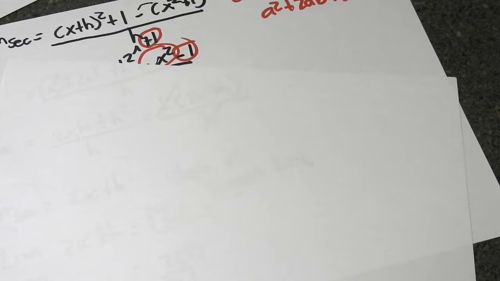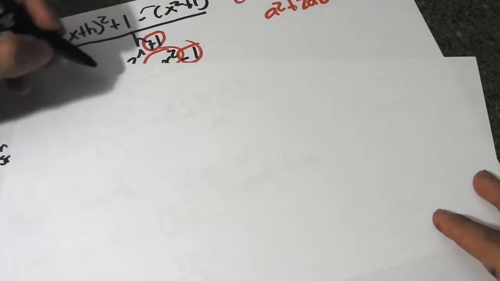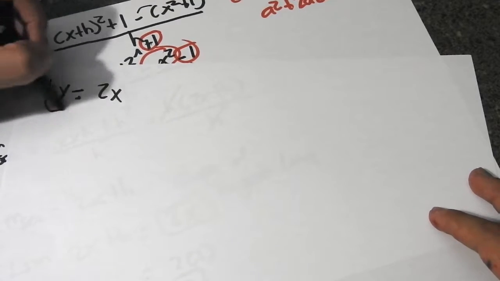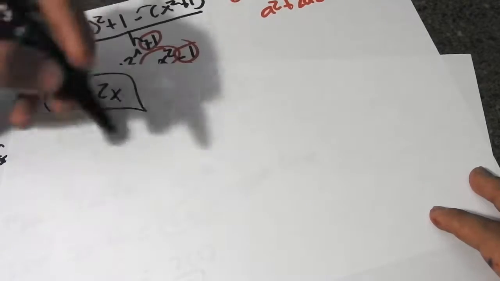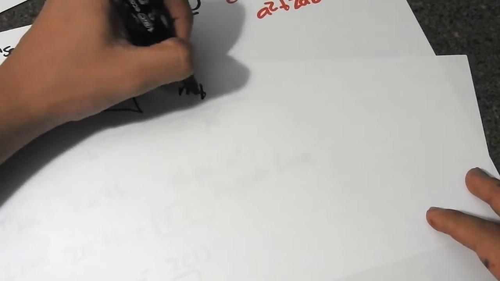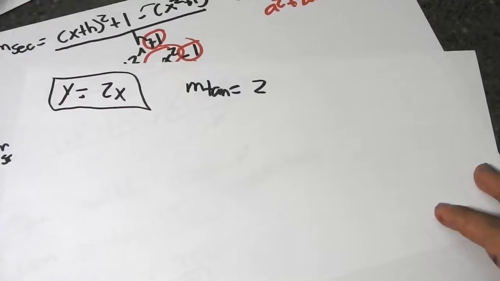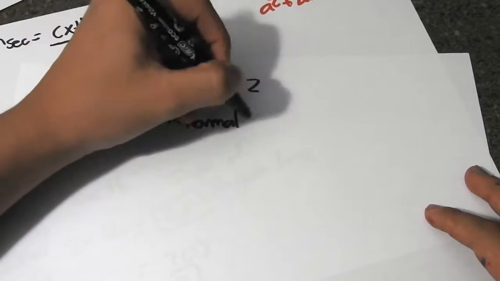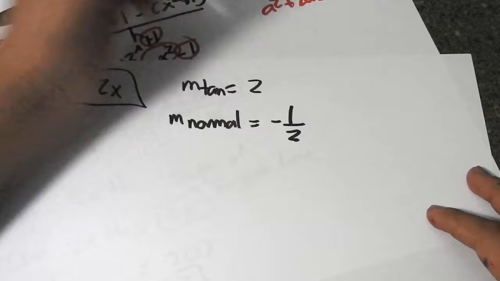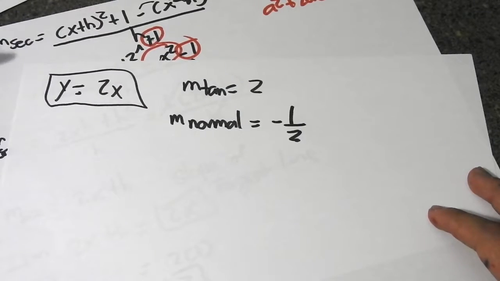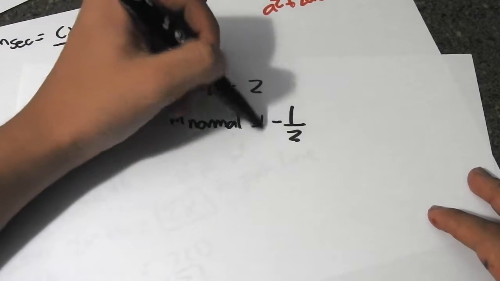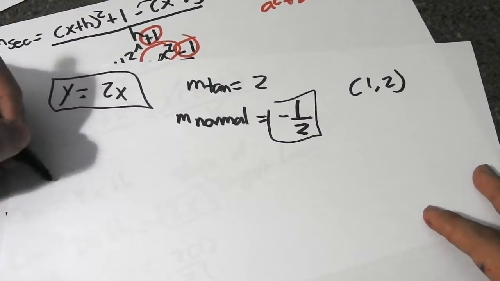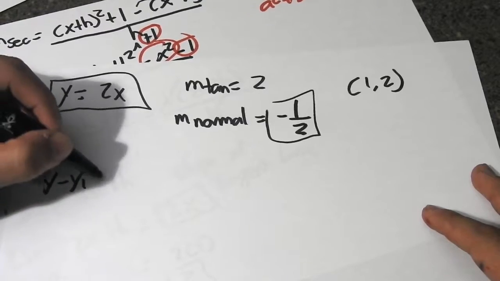Now to get the equation of the normal line, we know that our equation of the tangent line is 2x. We're going to take the reciprocal. We know that our slope tangent is 2. Then our slope normal is going to be minus 1 over 2 because we took the reciprocal. So using this and using our point (1, 2) as we used before, we're going to use the point-slope formula again.